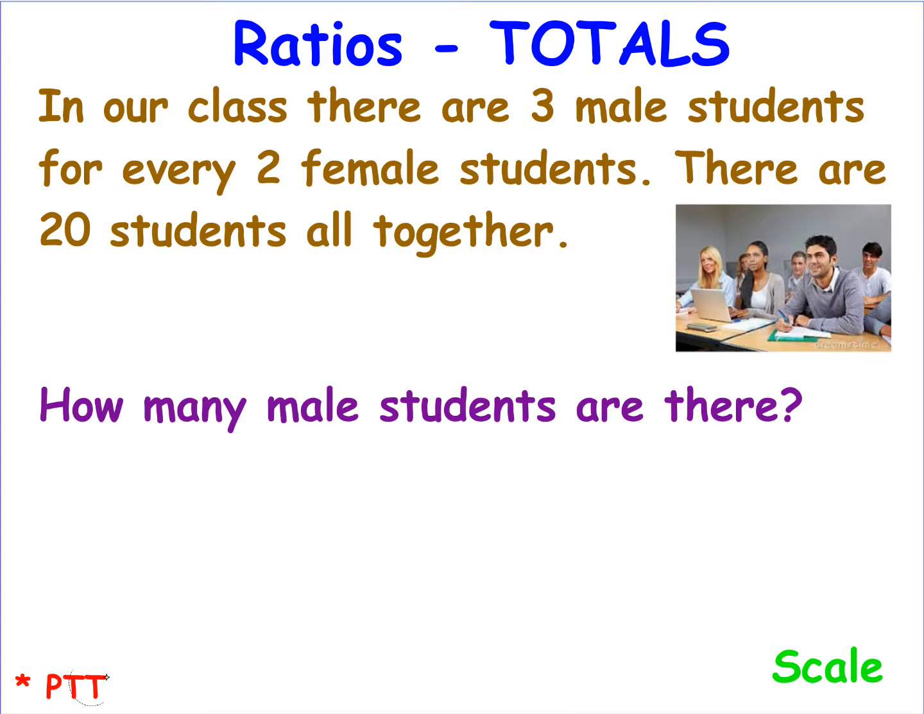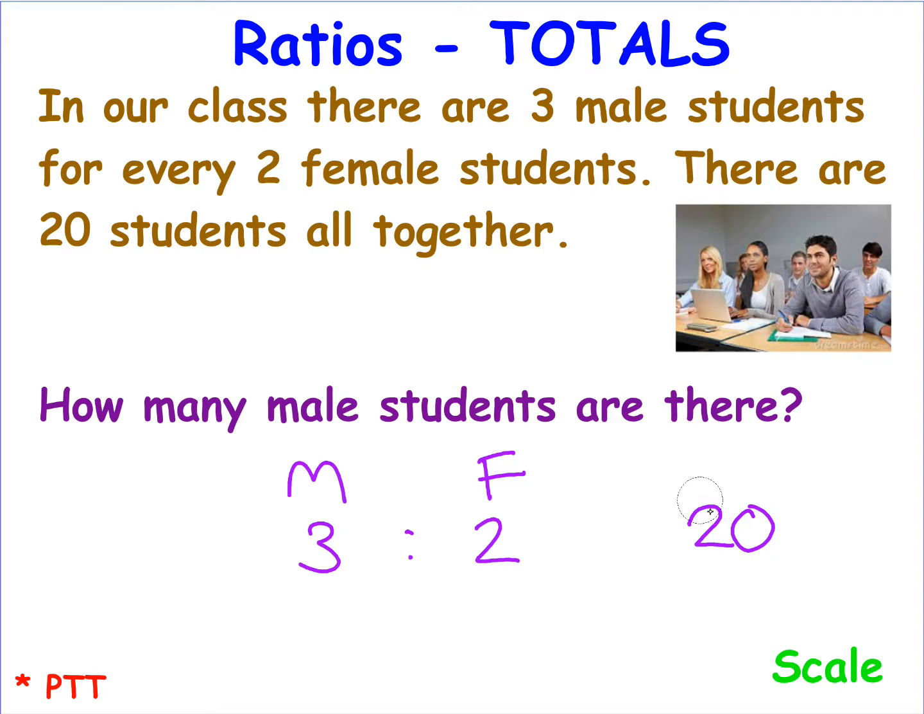Okay, now this is a Pete's top tip, and this is how you set up a ratio, and getting good at ratios is quite important. In our class, there are 3 male students for every 2 female students. So let's set up our strap line. We've got males and we've got females, and there are 3 males, so the 3 goes under there, and to every 2 females. Now notice we wrote it down as it's written in the question. There are 20 students altogether. So the 20 isn't all males or females, it's a totals question, so we put it over here.